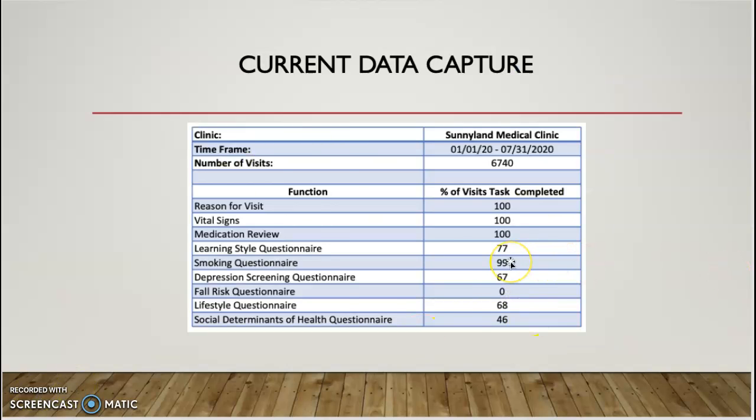Now let's move forward to the data capture. The current data capture is showing that over a 7-month period, they have 6,740 visits. From that, the completion rates vary. The fall risk assessment is showing a 0% completion rate.